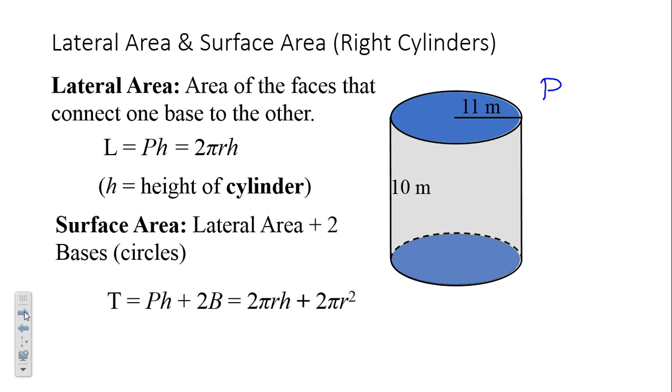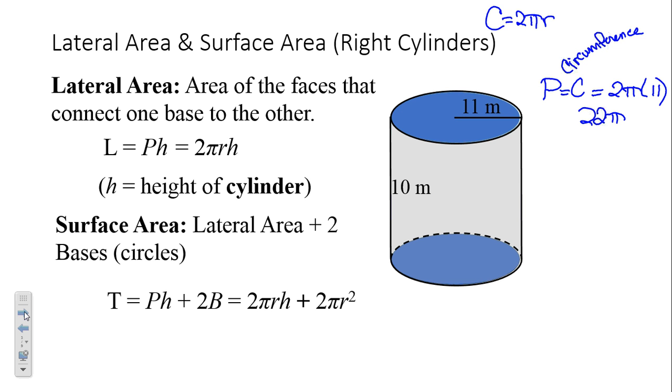To find that, we're going to find the perimeter, which is the circumference. The perimeter of a circle is the circumference of it. So we have to remember that C equals 2 pi r from earlier in the chapter. So we're going to take 2 times pi times 11. So Nate, what's 2 times 11? 22. So we'll write this in terms of pi and leave it in terms of pi. There's nothing wrong with leaving it in terms of pi.